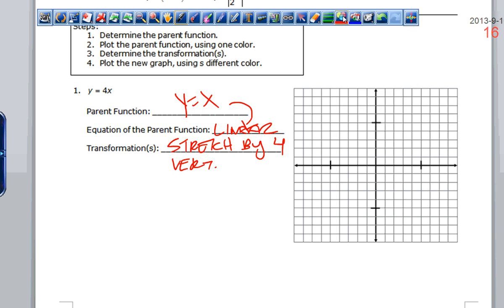All right, we got to graph two different things. Let's graph the parent function. How do we graph the parent function of y equals x? A line going diagonal through the first and third quadrant. So right there.